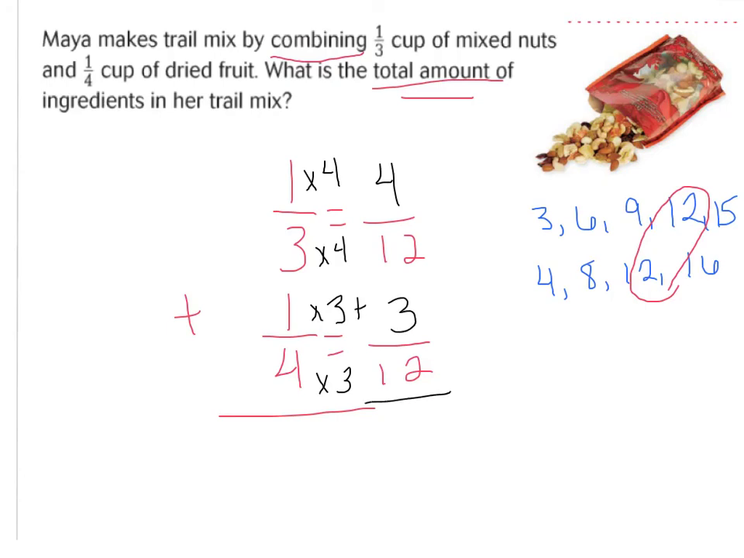Now, I can add my 4/12 and my 3/12 because they have the same denominator. 4 plus 3 is 7, and my denominator stays the 12. So 7/12 is my answer. I hope you got that right.